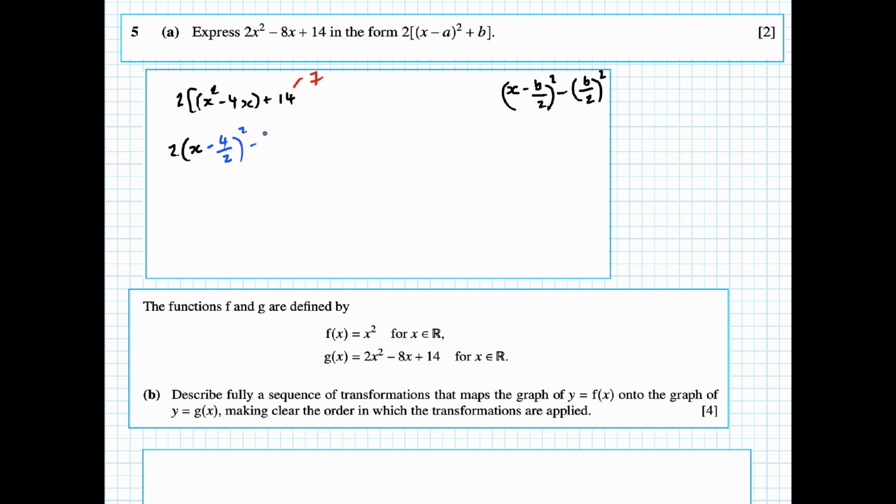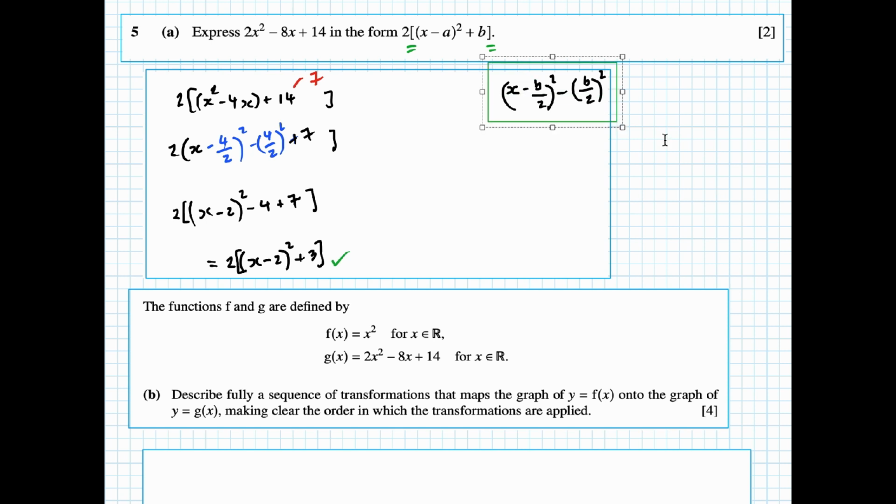So when you use your formula for completing the square, you'll end up with 2 times 4 is 8, so we're already factoring that out. So 2 and then x minus 2, so it's 4 over 2. And of course the second part there will be 2 squared, which is 4. So minus 4 plus 7. So finally we get 2 bracket x minus 2 squared, minus 4 plus 7 is plus 3. And make sure you have the wider bracket there as well. That's part A, completing the square.